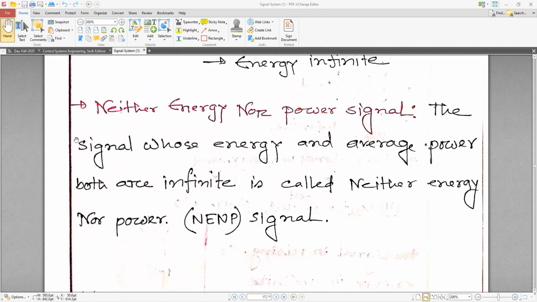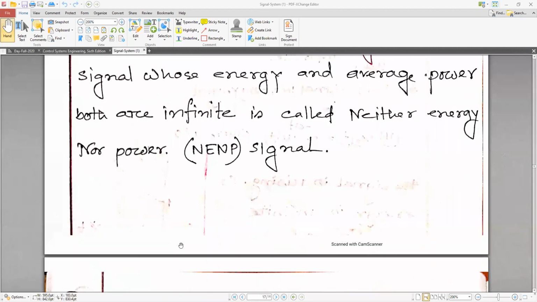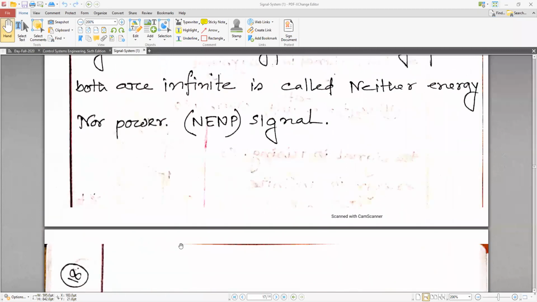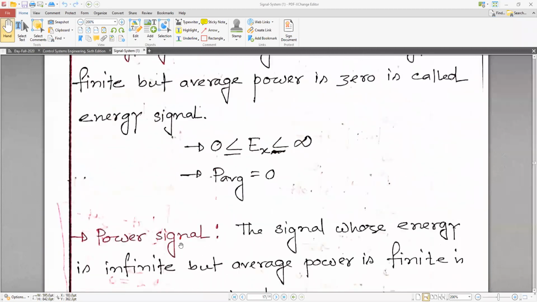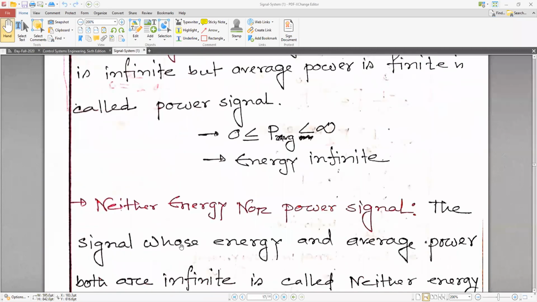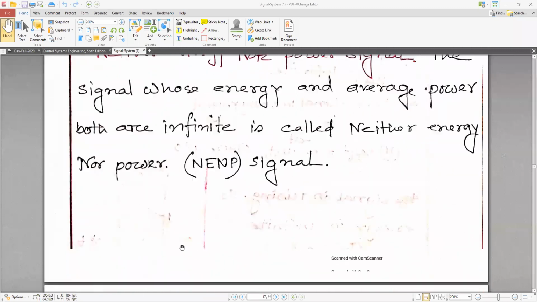Now another one is there, neither energy nor power signal. The signal whose energy and average power both are infinite is called neither energy nor power signal, NENP. So three kinds of signals are there: energy signal, power signal, and neither energy nor power signal.